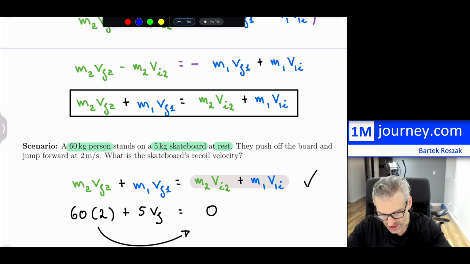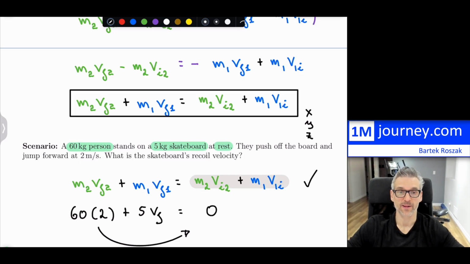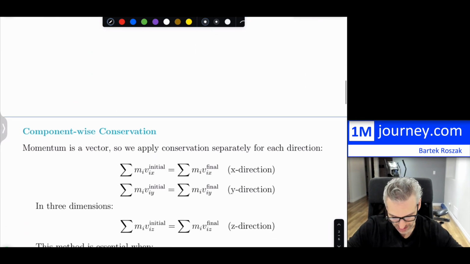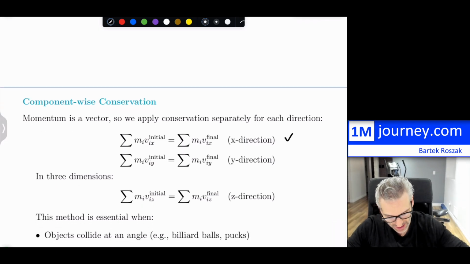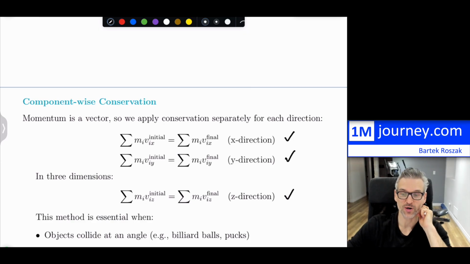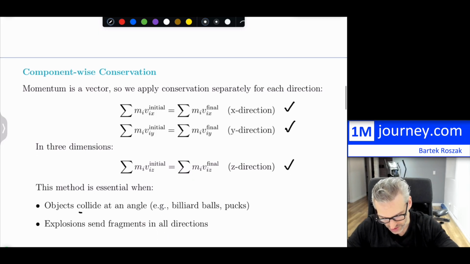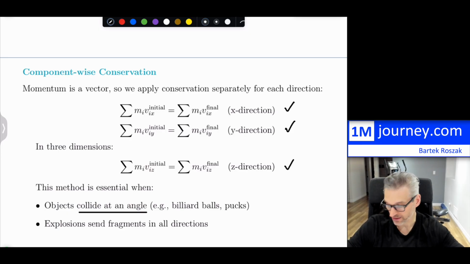That's exactly what we have in here. The only thing that we're saying now is that this holds in the X component, in the Y component, and possibly in the Z component. So that's what this right here is exemplifying. You would have to break this down, and then momentum would still be conserved overall. This is definitely essential when you are dealing with collisions between objects at an angle, or explosions that send off things in various directions. So you would have to be able to do that overall.